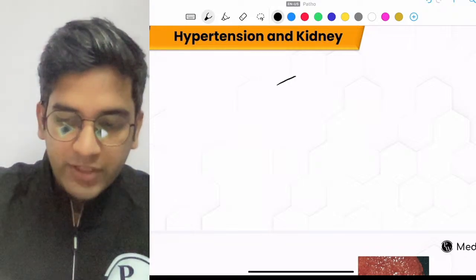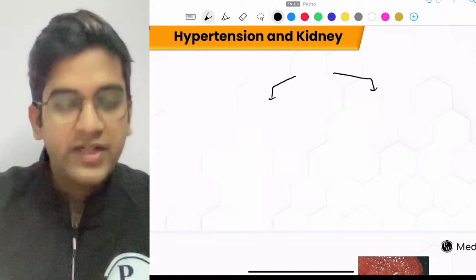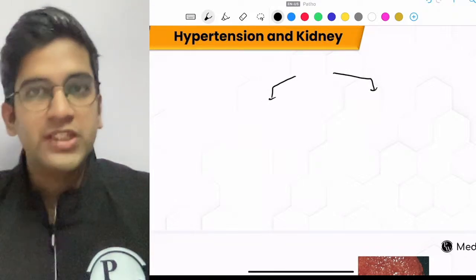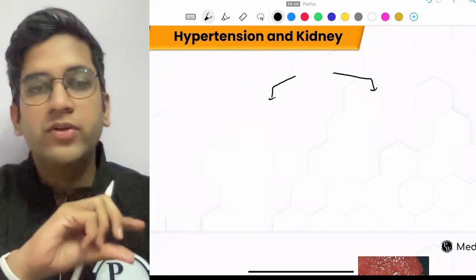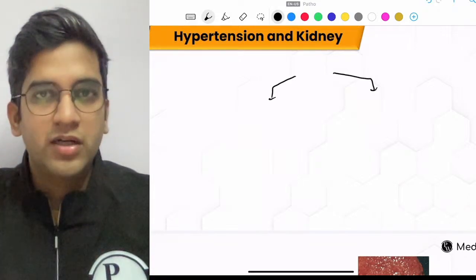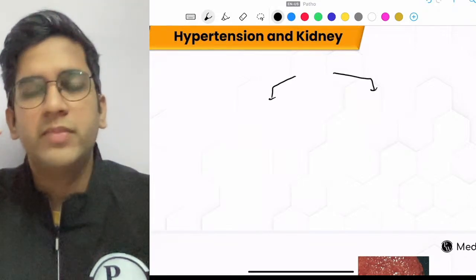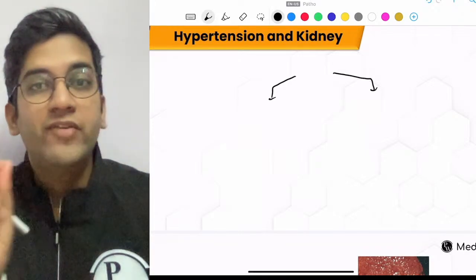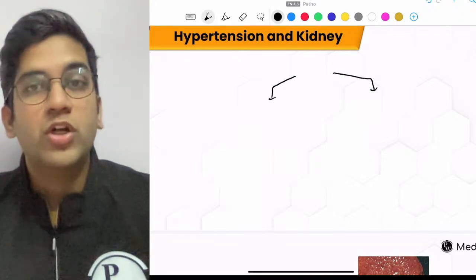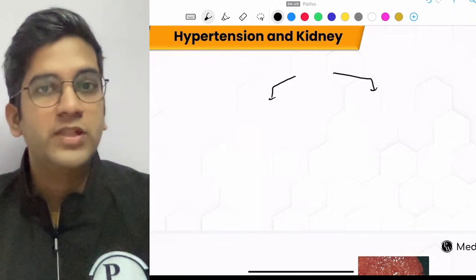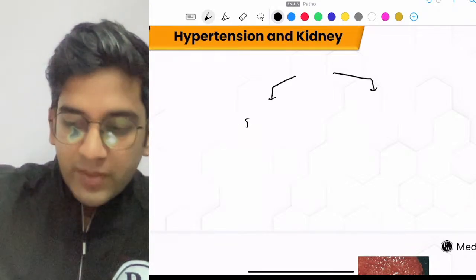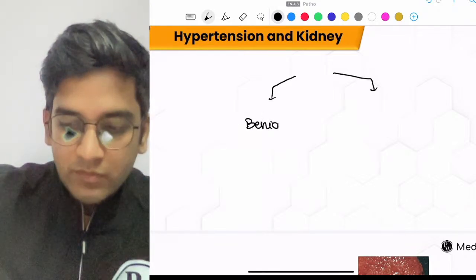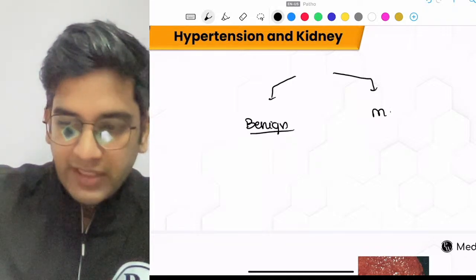So when you take hypertension, we divide it into two common types. A question can come as a simple scenario of an old patient who has been hypertensive for 10 or 20 years, or a very severe malignant hypertension. What will be the postmortem appearance of the kidney? That could be the question asked here, right? So we divide hypertension into benign hypertension and malignant hypertension.